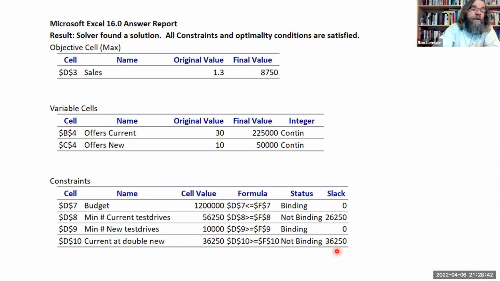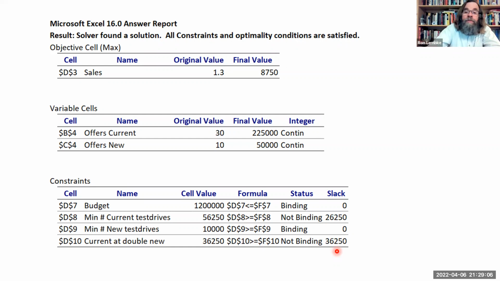Which, if you think about what that constraint said, it said that current test drives has to be double or equal to, or greater than, the number of new customer test drives. And we're looking at 56,000 current customer test drives and 10,000 new customer test drives. So 56,000 is more than double 10,000.